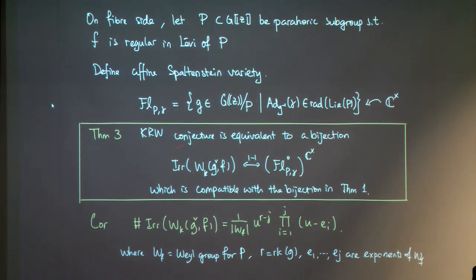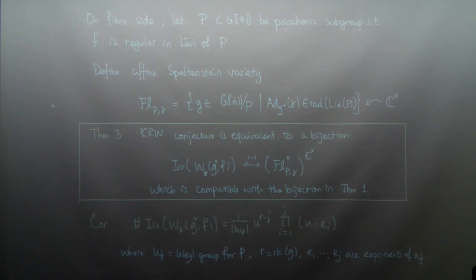But an interesting consequence is the following. If you know this, then we can compute the number of irreducible representations for the W algebra, because we know how to compute it for the C star fixed points in this affine Springer variety. And you get an explicit formula like this. So let me explain. What are the things here? W_F is the Weyl group for this Levi, okay? And then r is the rank of G, so it should be l. And then e_1 until e_j are the exponents of this W_F, of this Weyl group for the Levi. Okay, so you get an explicit formula like this.